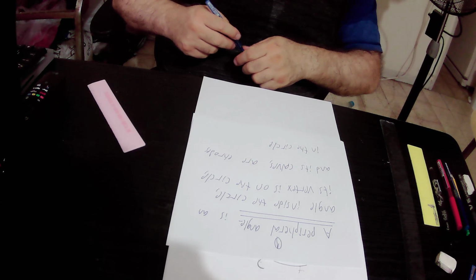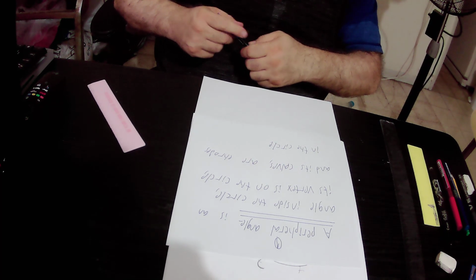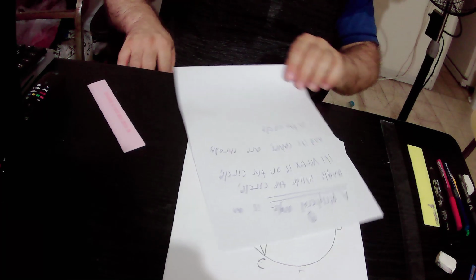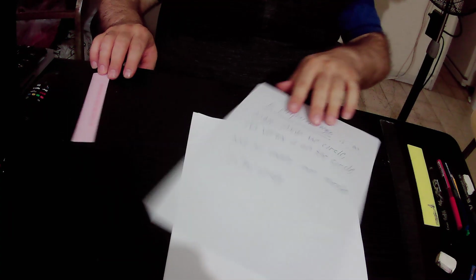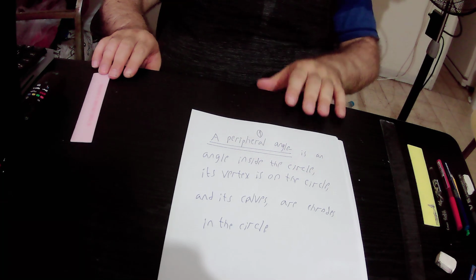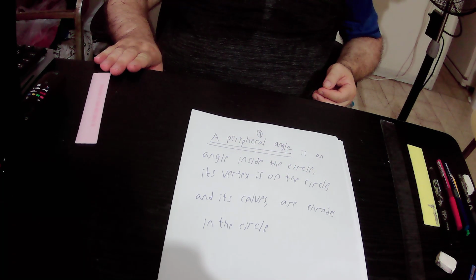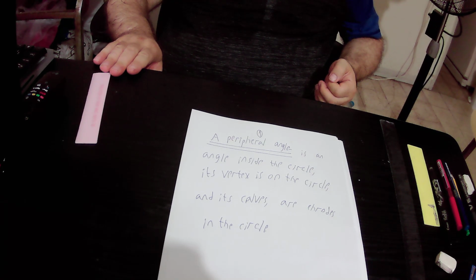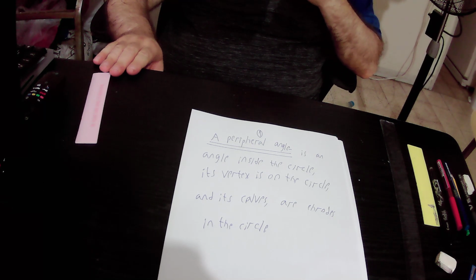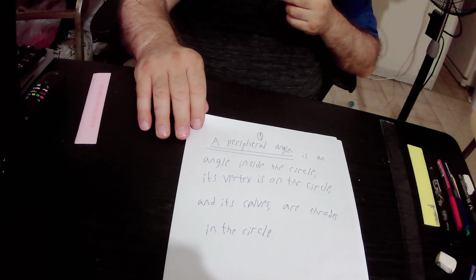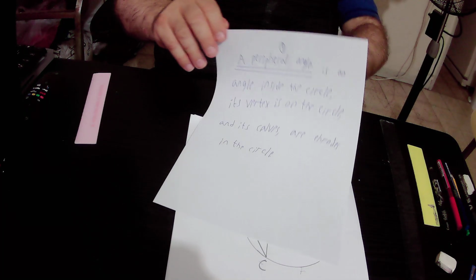So I will read again the definition of a peripheral angle. A peripheral angle is an angle inside the circle. Its vertex is on the circle and its curves are chords in the circle. I will give you an example of a peripheral angle.